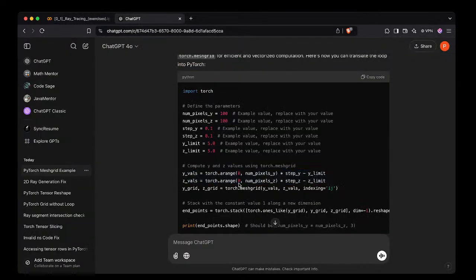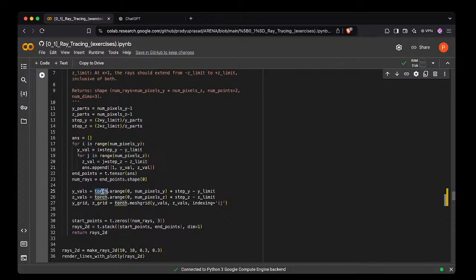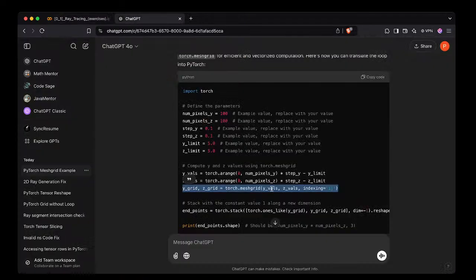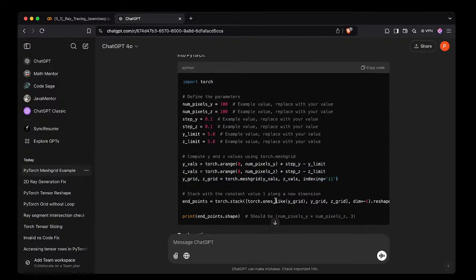Okay, now what I don't get is this. y_grid, z_grid equals torch.meshgrid. Actually, it's t, not torch. Stack with the constant value 1 along a new dimension. I don't get this part. I don't get, well, these two, right?